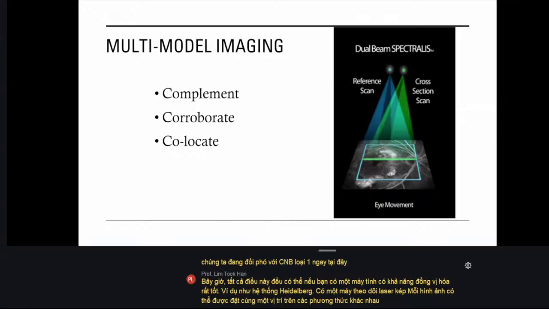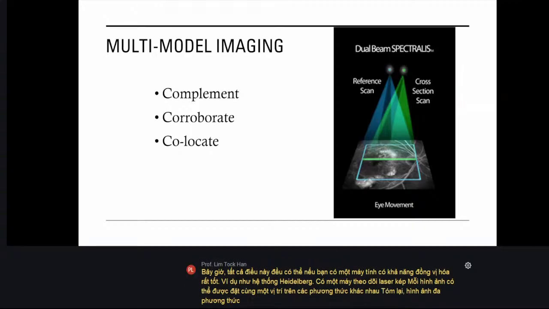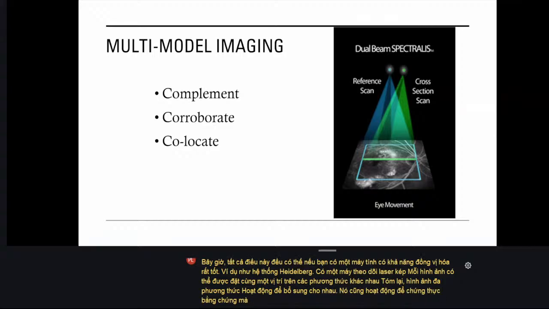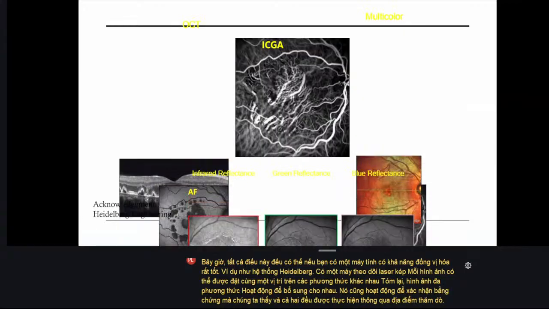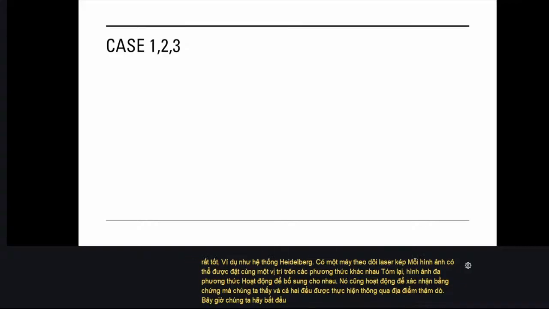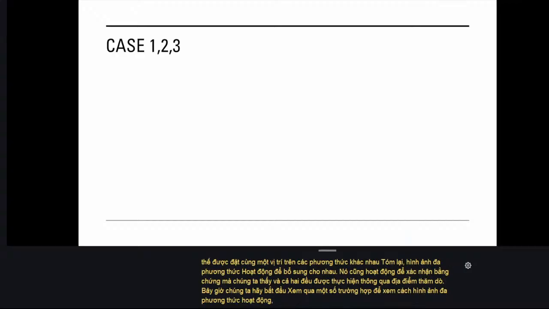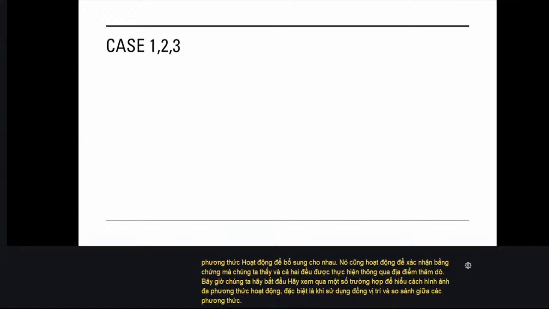So in summary, multimodal imaging works to complement each other. It also works to corroborate the evidence we see, and both are done through co-location. So now let's go through some cases to see how multimodal imaging, especially with co-location and comparing across modalities, comes alive in the day-to-day clinic.